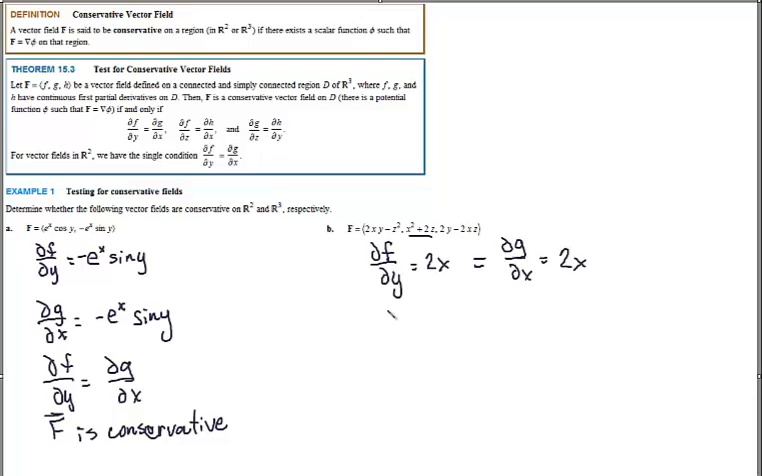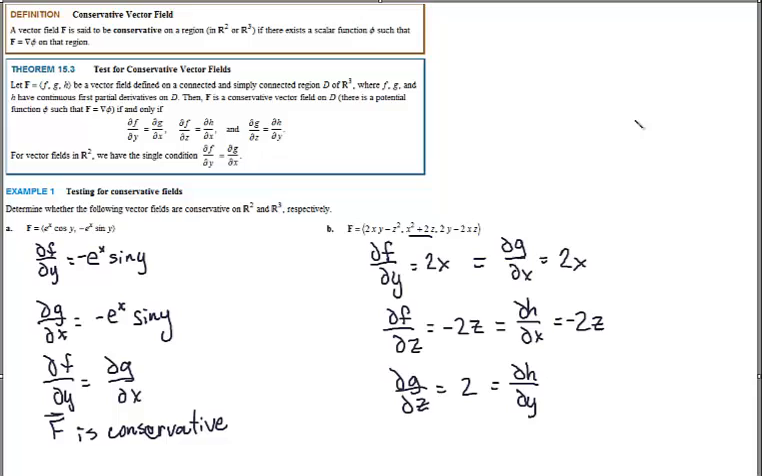So I'll need to do the partial of f with respect to z, just following along with this little guy right here. And I'll write all this down. Alright, after going through these partials, I find that theorem 15.3 holds for part B, and therefore f is conservative once again.